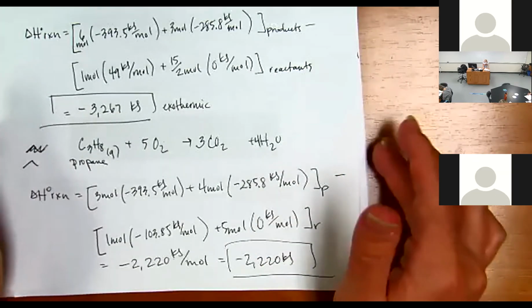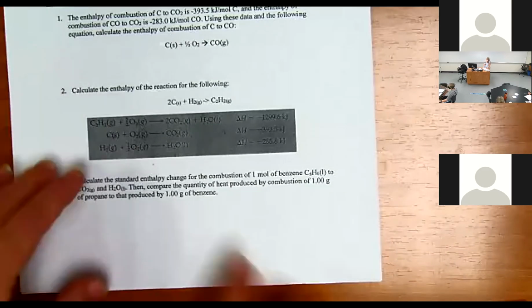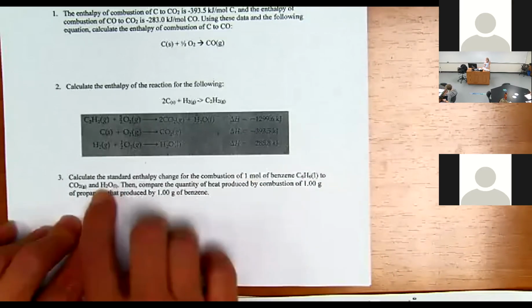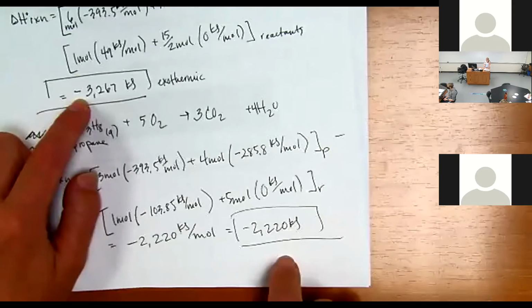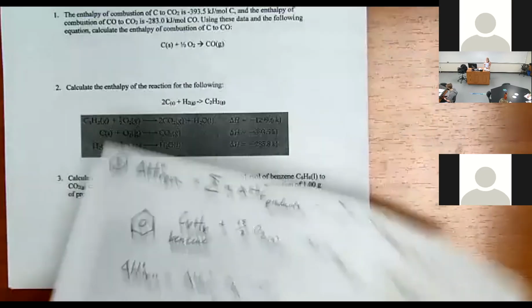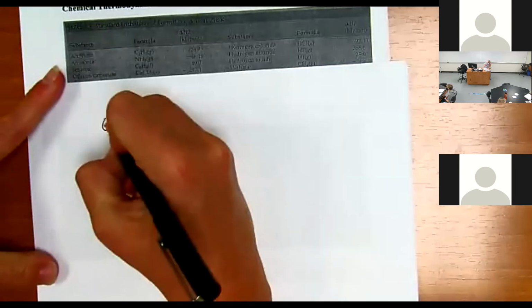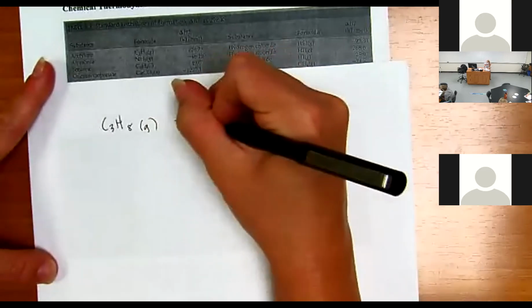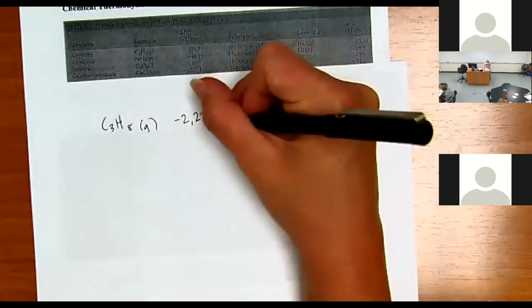Okay, so the second part of this question says, then compare the quantity of heat produced by combustion of 1 gram of propane compared to that produced by 1 gram of benzene. So these values here are for 1 mole. So now we need to include the fact that we are incorporating their molar mass. So we have for our propane, C3H8, which is a gas, negative 2,220 kilojoules per 1 mole of propane.